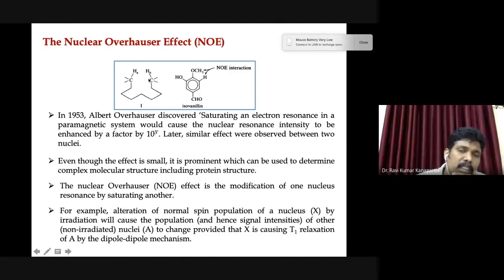As a result, when you saturate the B signal, the resonating frequency of this proton will be either enhanced or decreased. If it is enhanced, we say it's a positive NOE, and if it is decreased, then we say it is a negative NOE. This phenomenon can be seen in several molecules.